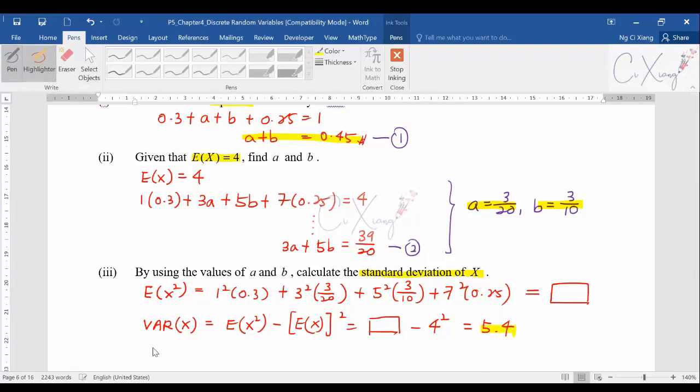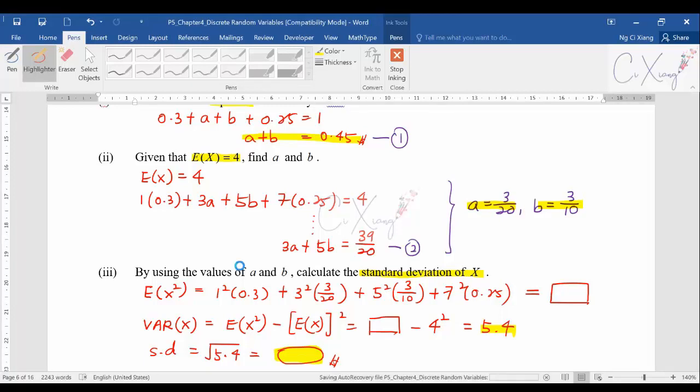Alright, and then because this question actually wants to find the standard deviation, the standard deviation means square root of 5.4. Then you should get another value, in 3 significant figures. So please complete this example for me. Generally, this is how we find the mean and also the variance from a probability distribution table. The main idea is like that.